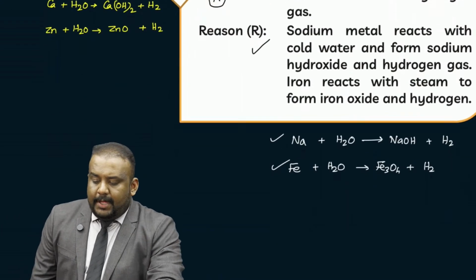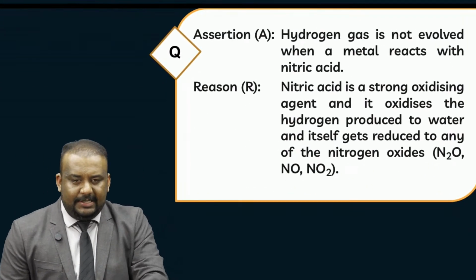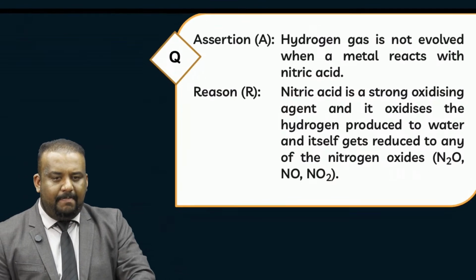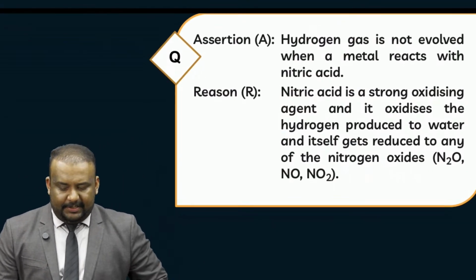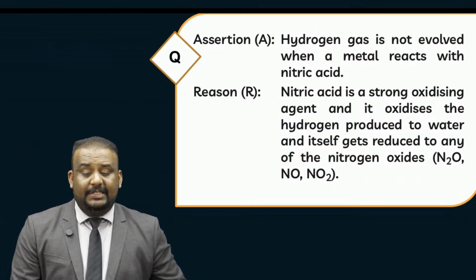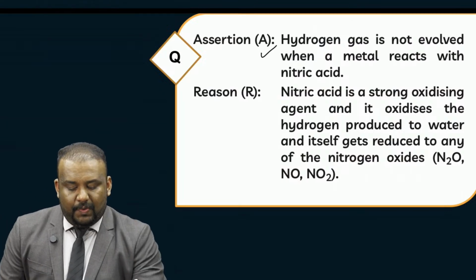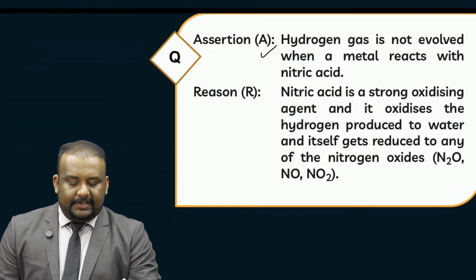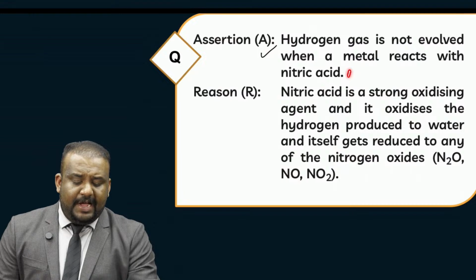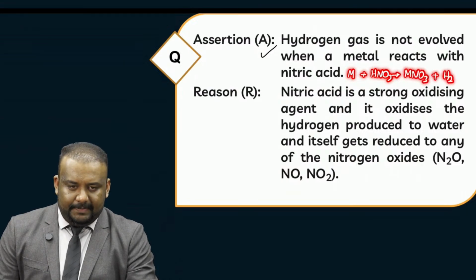Okay. Now the next one. Hydrogen gas is not evolved when a metal reacts with nitric acid. Is that statement true? That is very much true. Why? Because imagine if you have a metal M and that reacts with nitric acid, what we expect is it should form metal nitrate plus hydrogen.